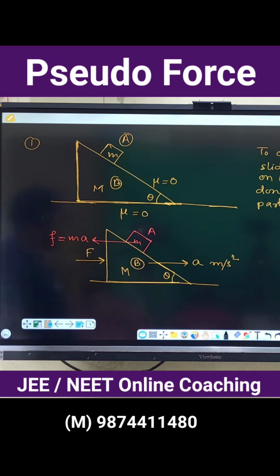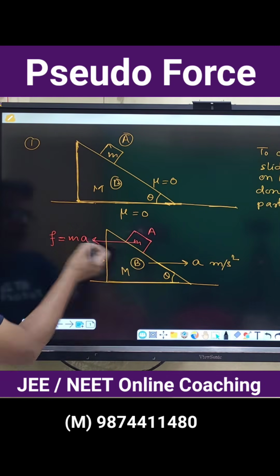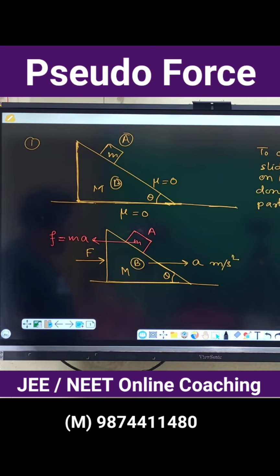This is the basic idea. As soon as we apply an unbalanced force on B, B will get accelerated, and B will be identified as the non-inertial reference frame. The moment it gets accelerated, it will be treated as a non-inertial reference frame. Immediately, small m will experience a pseudo force in the backward direction. That is the basic theory. But now, how will this pseudo force be able to stop the sliding motion, or sliding possibility, of small m?